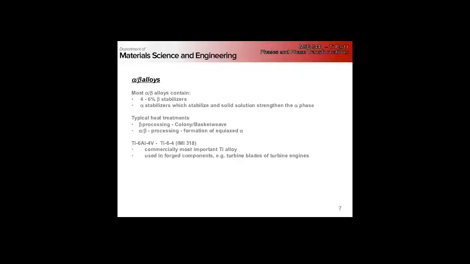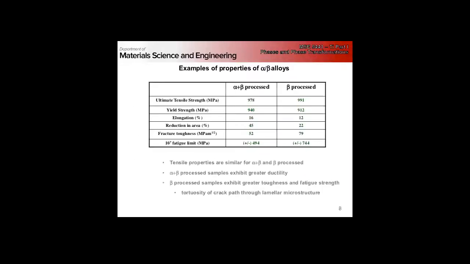And just to remember, if we go through the beta processing, we get colony or basket weave microstructures. The alpha beta processing gives us the formation of globular equiaxed alpha. Right? And just sort of the difference in properties between those two routes. The tensile properties are pretty similar. Right?